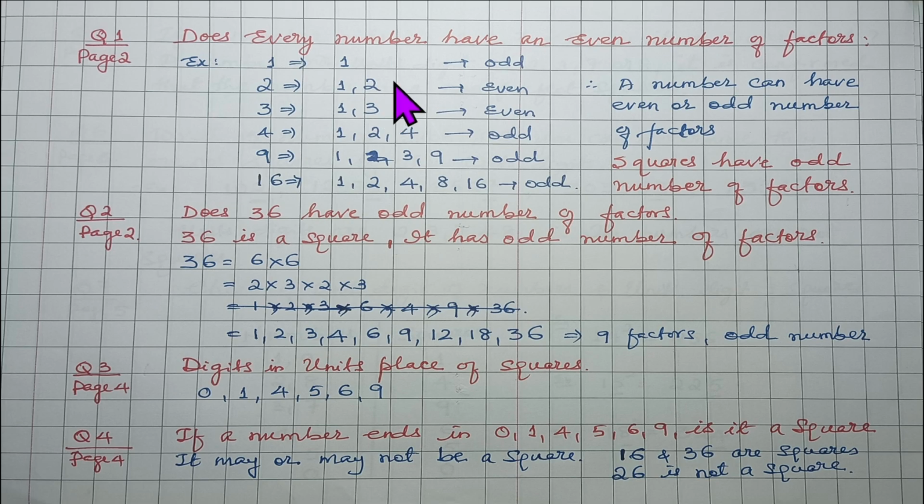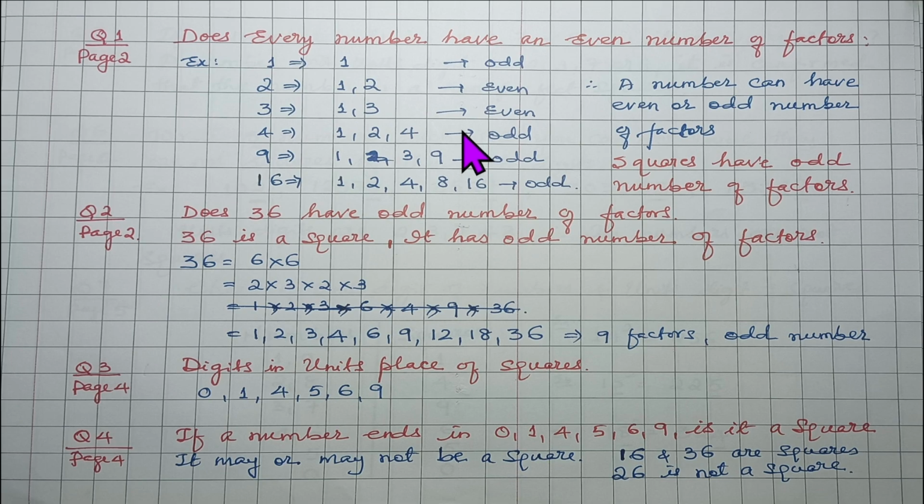Now, first of all, what is a factor? A number which divides the given number completely. 1 divides 1 completely, therefore 1 is a factor. 1 divides 2 completely, 2 divides 2 completely, therefore 1 and 2 are the factors of 2. So also the others. Now here we have an odd number of factors for 1, even for 2, even for 3, odd for 4, odd for 9, and odd for 16. It means that a number can have an odd number of factors or an even number of factors.